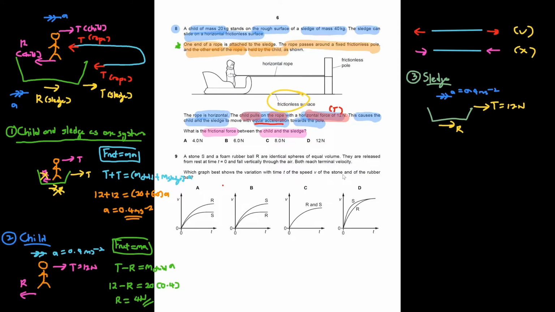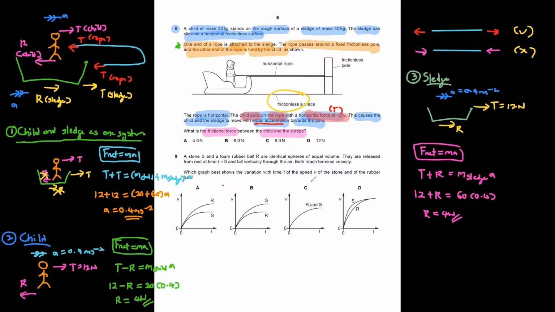So here, if you apply F net equals ma, you will get T plus R equals the mass of the sledge times a. So in our case, it is 12 plus R equals 60 times 0.4. R would be 4 newtons.